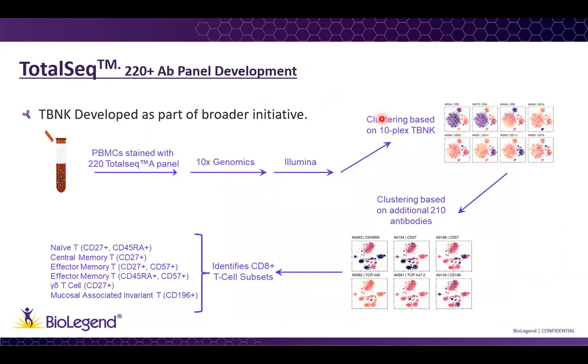As part of this project of the 220 antibodies, some PBMCs were stained with all these antibodies in the TotalSeq A format. After sequencing, cells were clustered based on either 10 of these antibodies, 9 of those corresponding to our TBNK cell panel, or with the whole 220 antibodies. And in the next slides, I want to show you how cell populations look when you use 10 or 220 different antibodies to identify the cell populations.